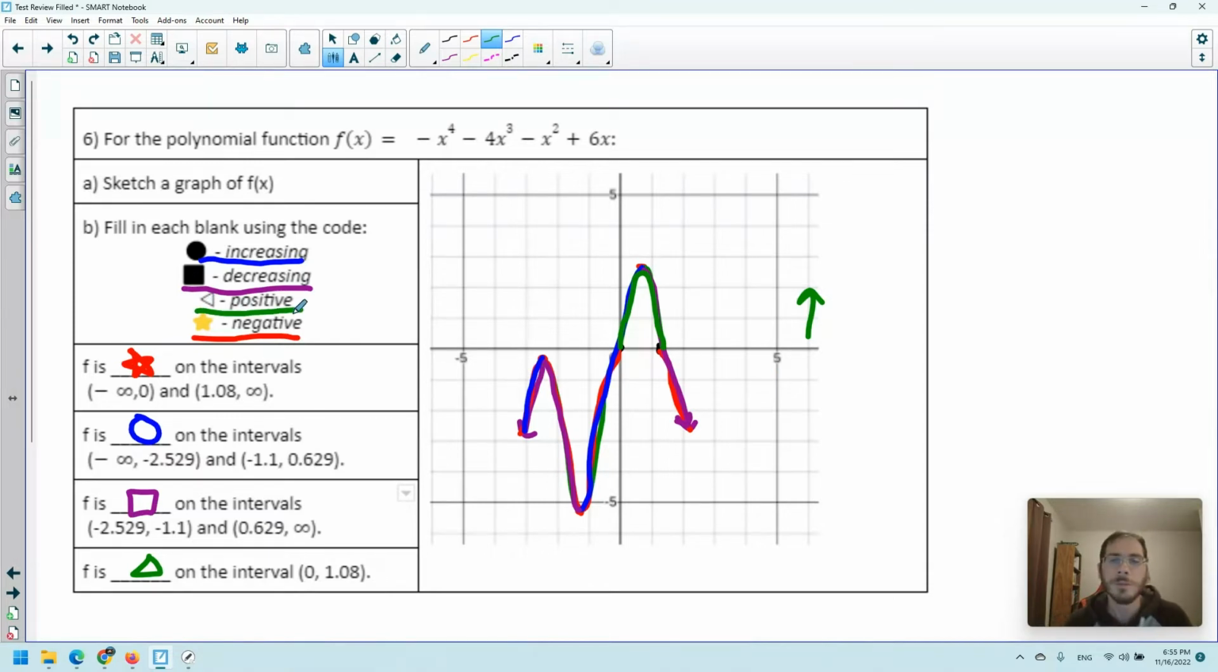So pretty cool. A little bit of vocab check. We did pretty well with that on the quiz. So hopefully this will go well again on the test.